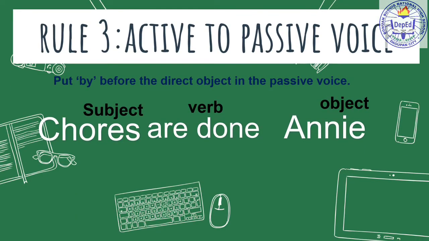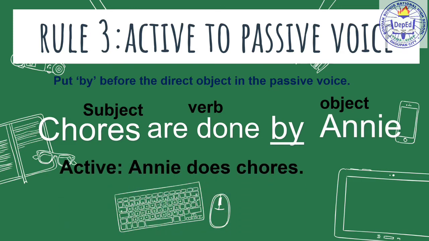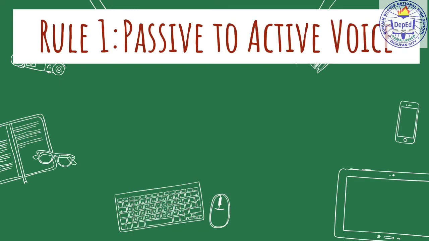Rule number 3, put by before the direct object in the passive form. So we just have to insert by before the word Annie, which is the object of the sentence. Our sentence now is chores are done by Annie. It is in the passive voice. Now let's proceed to transforming passive voice to active voice.